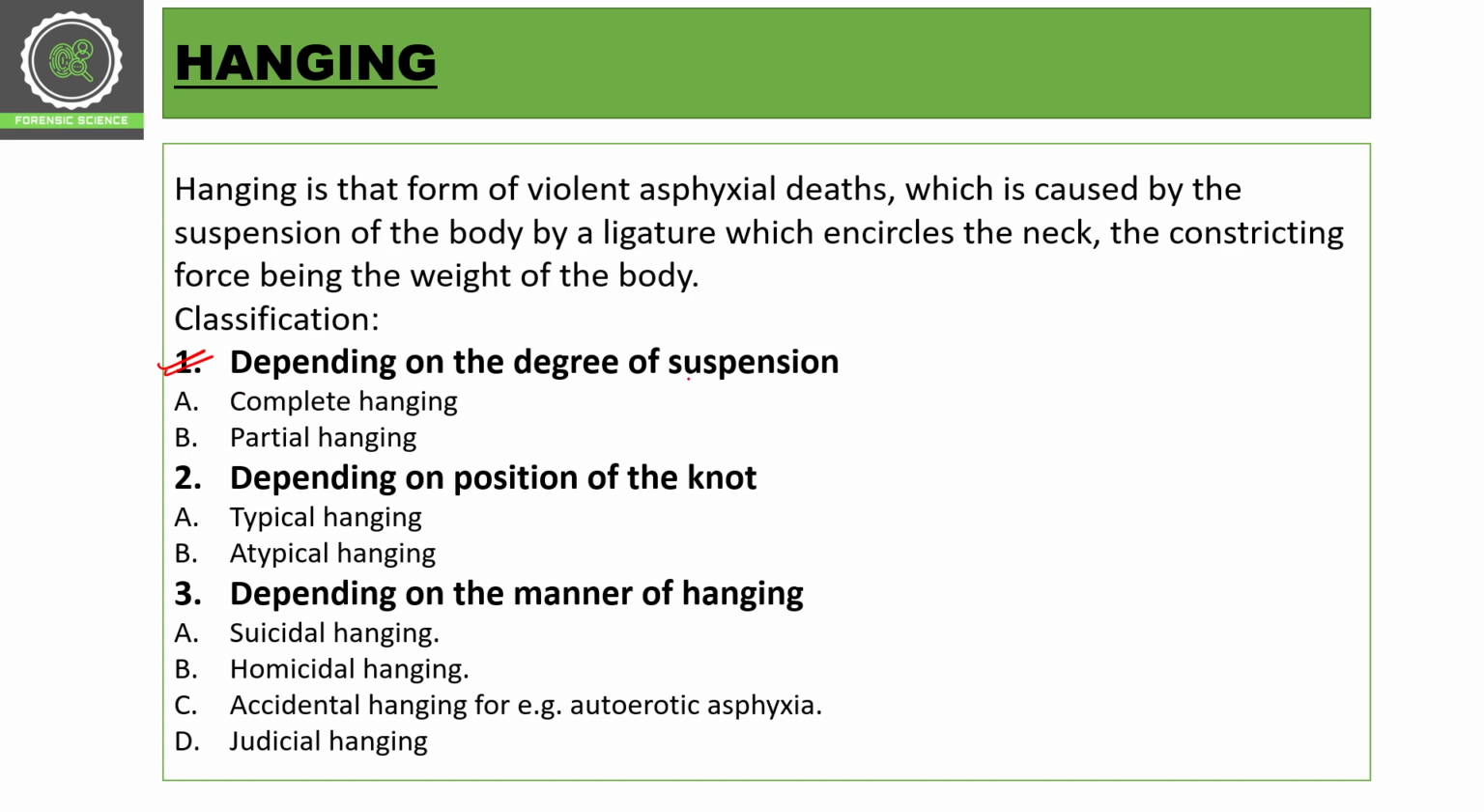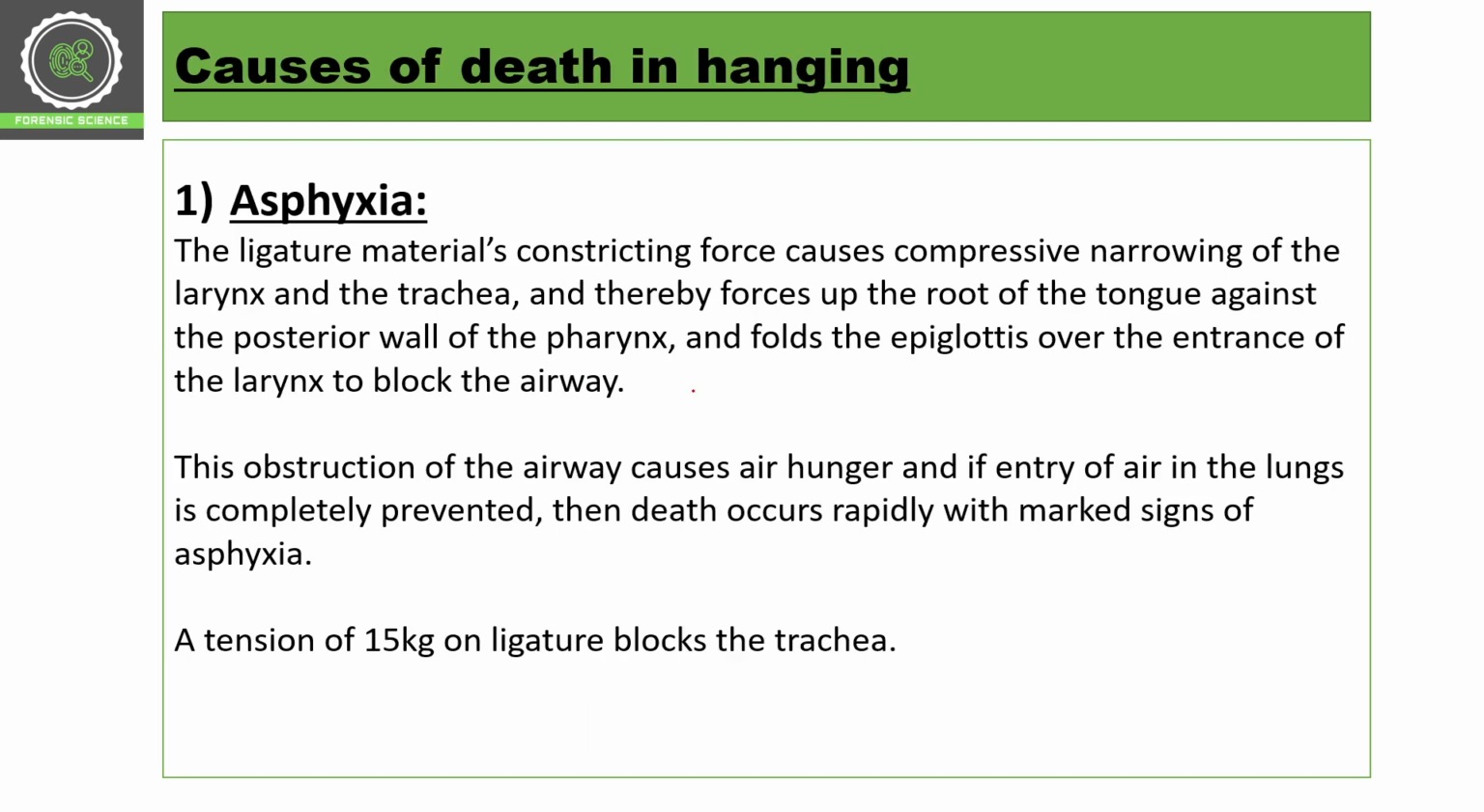First is depending upon the degree of suspension. Then we have depending upon the position of the knot, and depending on the manner of hanging. So this is the classification on the basis of manner, the position of knot, and the degree of suspension. In today's class, we are going to cover causes of death in hanging, and the first and predominant cause of death in hanging is asphyxia.